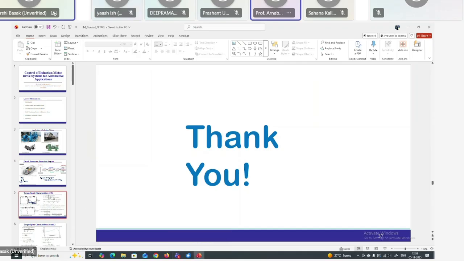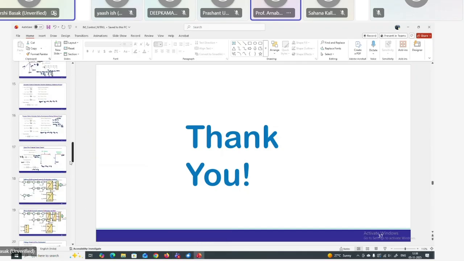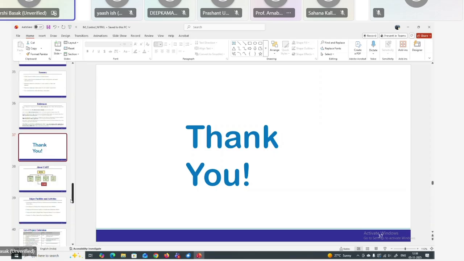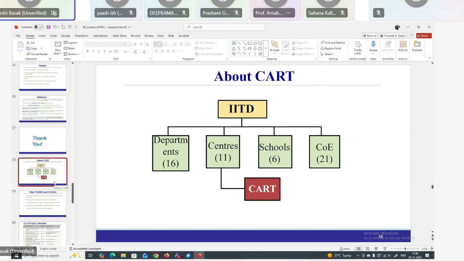What I would like to inform all the participants about is the structure of IIT Delhi and CART, which means Center for Automotive Research and Tribology. I would be talking about this for a few minutes. Since time is there, I think we can continue a bit.